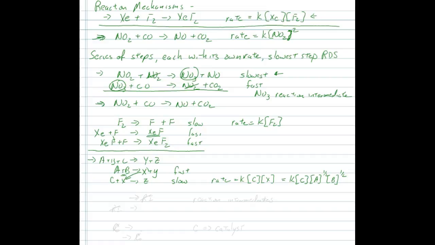We talked about things that are produced and then used up. Those are called reaction intermediates. And we're going to talk about that in the next section, intermediates.